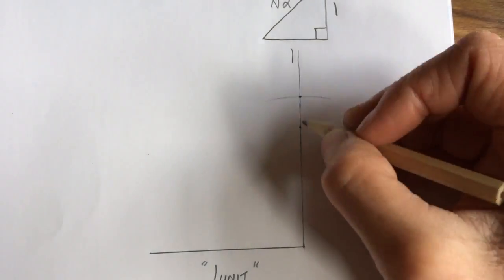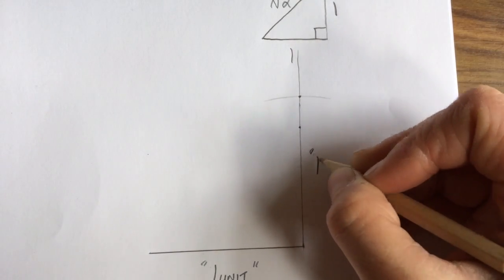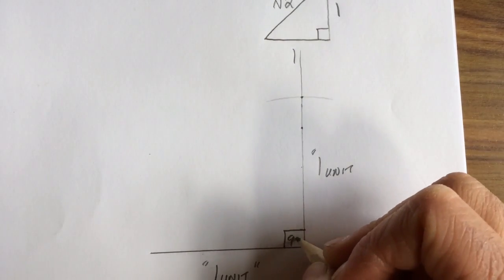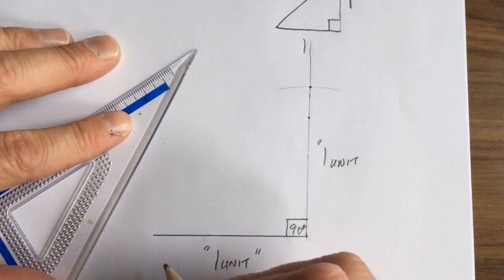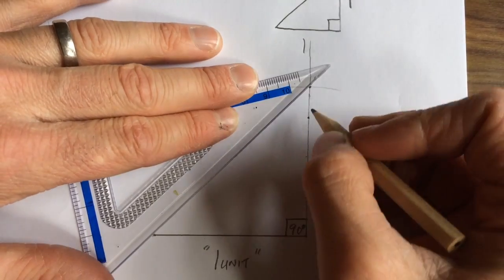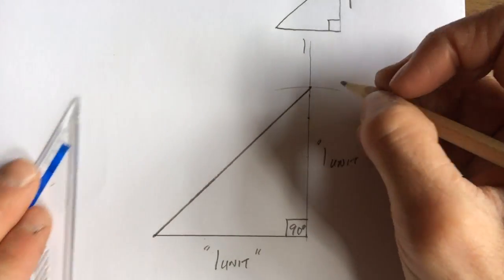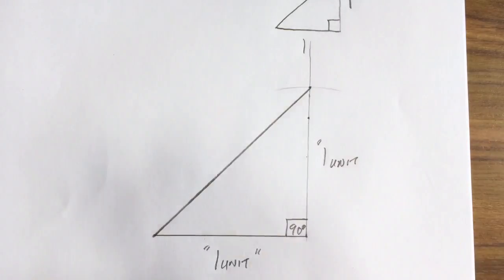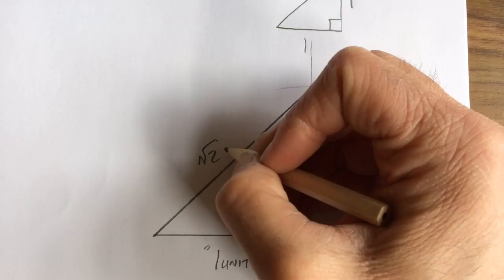and we know now that the distance from here to here is also 1 unit long, and we also know that this angle here is 90 degrees. The last part of the construction is to join the left hand end here up to this position that we just found to complete the right angle triangle. And this distance here, from here to here, is square root 2 units.